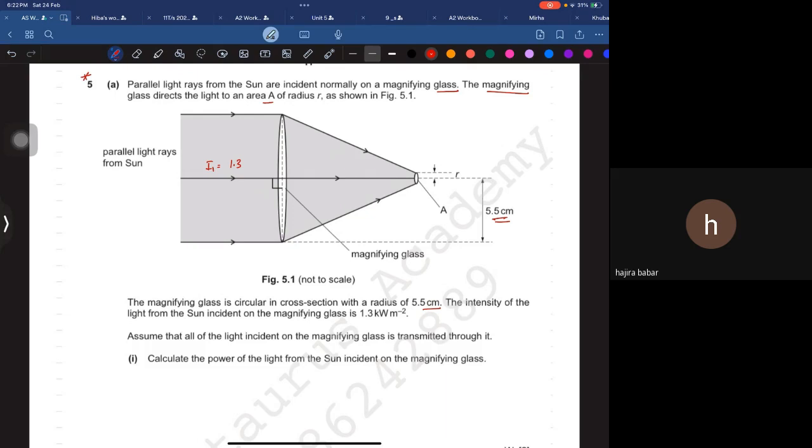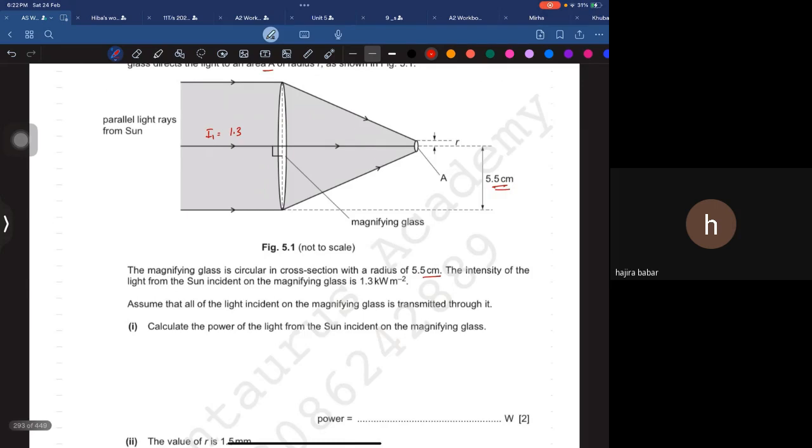Calculate the power of the light from the sun incident. So obviously intensity is given as power over area. Now intensity is 1.3. We got to find the power. Area needs to be calculated actually. So we have the radius, so we can use pi into 5.5 into 10 raised to minus 2. Why am I doing this? Because this is in centimeters. I'm going to convert into meters. So when you do this, I think you can check the answer, please. It should come out as 12.4 watts. Please check.